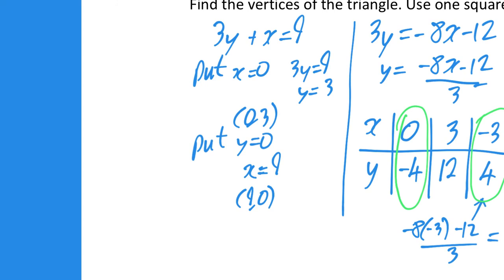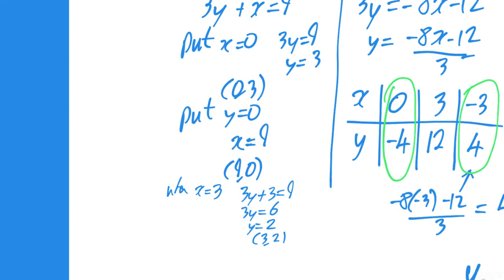So we'll say when maybe x is equal to 3, that means you're going to have 3y plus 3 is equal to 9, which means 3y is equal to 9 minus 3, which is 6, which means y is equal to 6 divided by 3, which is 2. So that gives you the point 3, 2. So we're going to plot those points. We'll just circle the ones we're going to plot: 0, 3, and 3, 2.